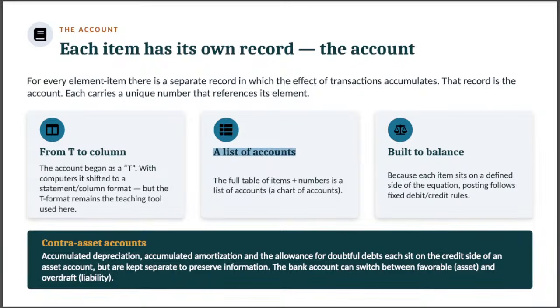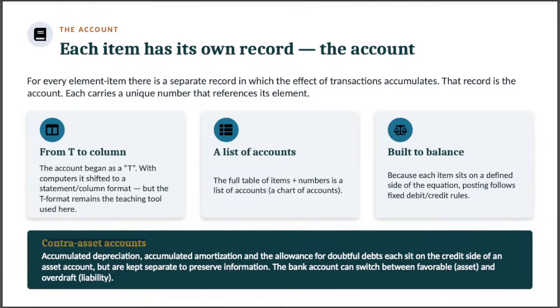There's a list of accounts. The full table of items plus numbers is a list of accounts, a chart of accounts. So we have a list of accounts. This is an important item here to think about. And we have built to balance because each item sits on a defined side of the equation, the accounting equation. Posting follows fixed debit credit rules. So these are the rules we're going over here.